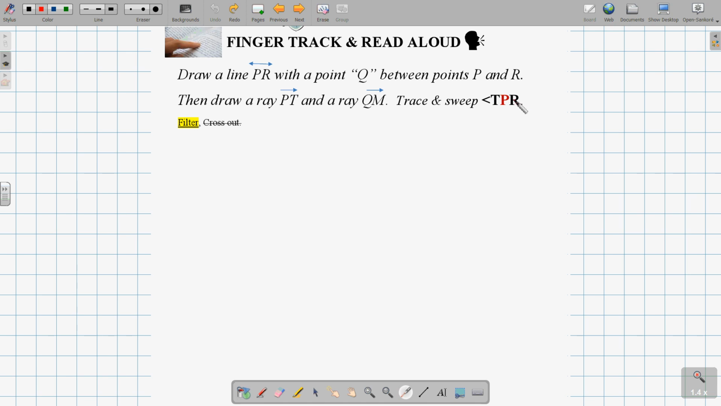That's number 1. Now we filter, underline, or highlight keywords. We have ourselves a line and a point, and that point's between 2 other points. We have a ray and another ray. Very important, we have an angle. That's called filtering. You just make note of keywords. Filter. Now we draw, label, list, cross out. Watch very carefully. Draw a line PR. So I draw a line PR.